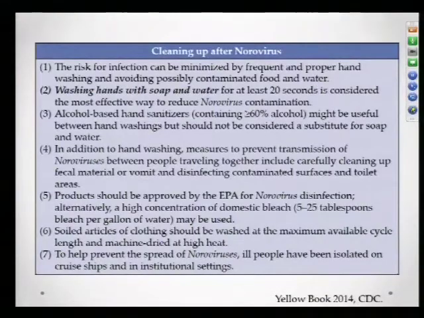Cleaning up after norovirus, washing hands with soap and water. It was illuminating to see my kids wash their hands with soap and water. Jumped in, jumped out, and I was like, no, you're going to do it for 15 seconds. Most of us don't do it for even 5-10 seconds, so doing it for 20 seconds is good. Alcohol-based hand sanitizers might be useful, but they should be considered a substitute for soap and water.